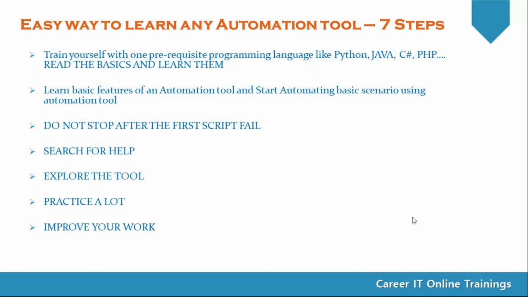Whenever your first script fails, go and get help, and then make sure that particular test case is getting passed. Okay, then in the fifth step, once you have made the test case pass, go and explore the tool. In the second step you just learn the basic concepts of the automation tool, right? In the fifth step you will learn the entire tool, right?